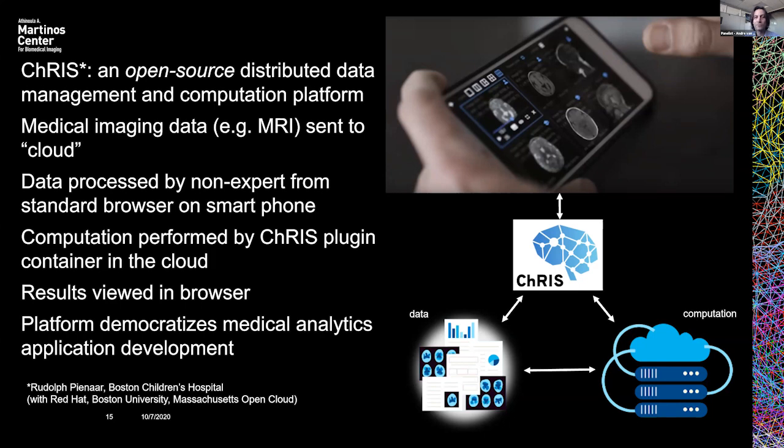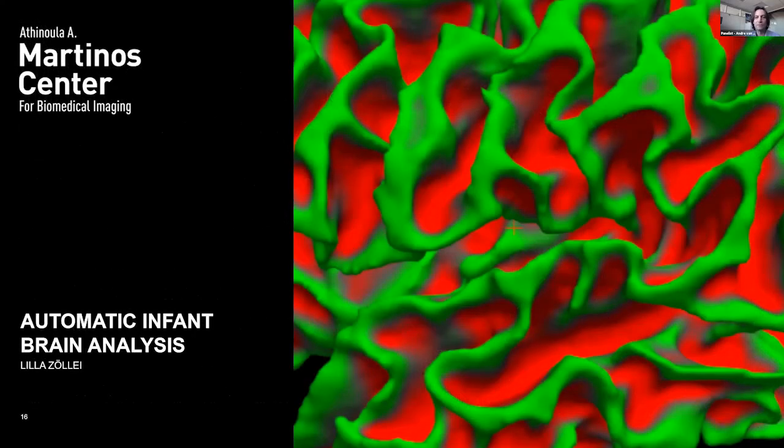The computation is then performed under the management of CRIS as a plugin. So for example, this software can run inside a container in the cloud. And then the results are presented back in the browser for that user to look at. So this platform democratizes the development of medical analytics applications. So expert data scientists can put the algorithms into the system, and then non-expert users can have access to these algorithms. So with that, I'd like to hand over to Lila.